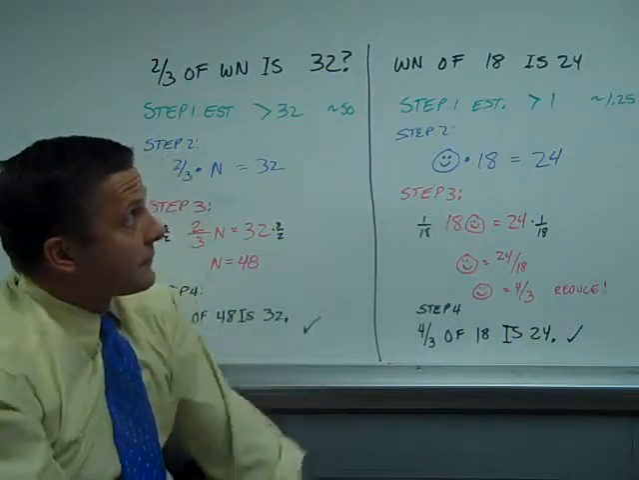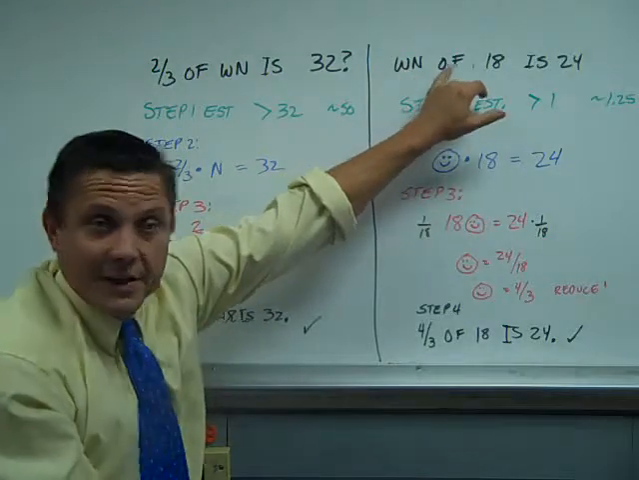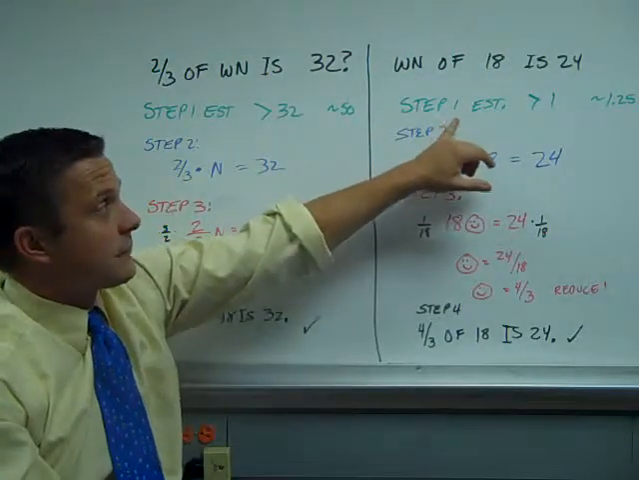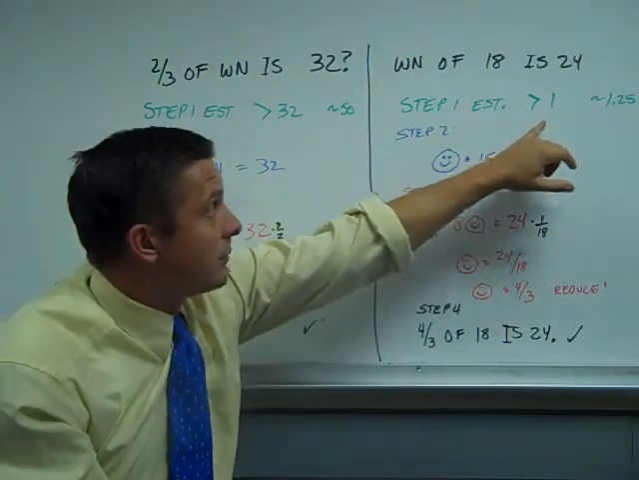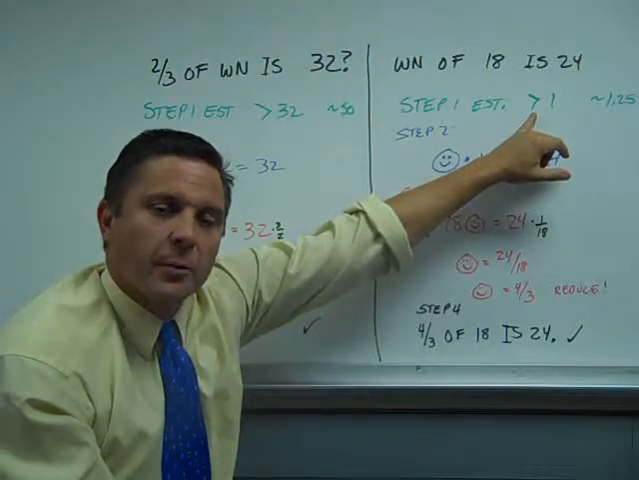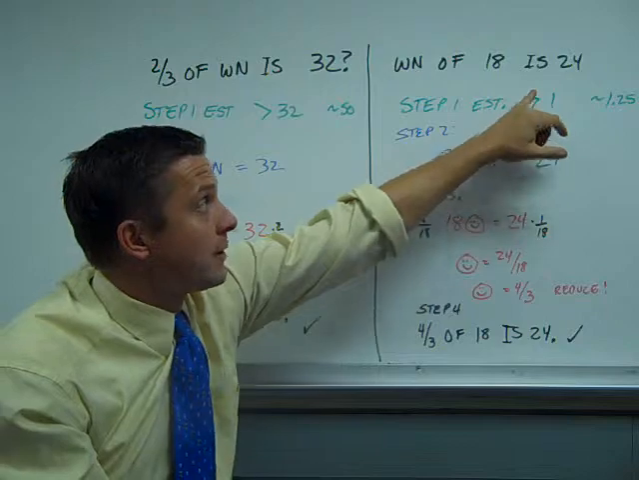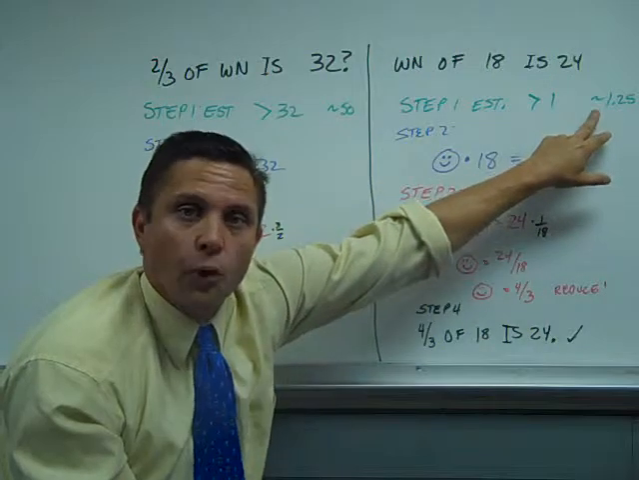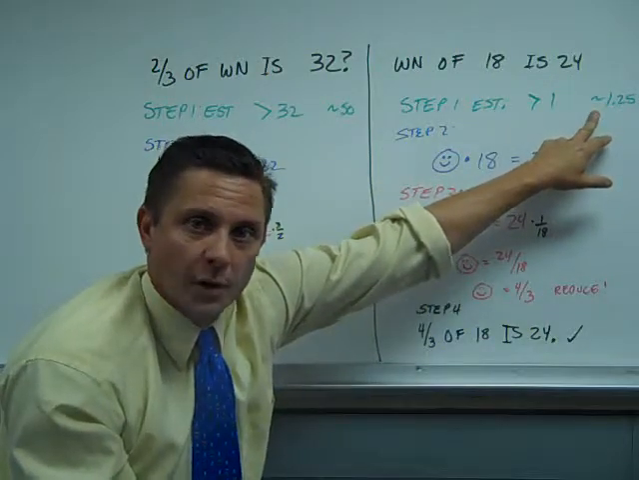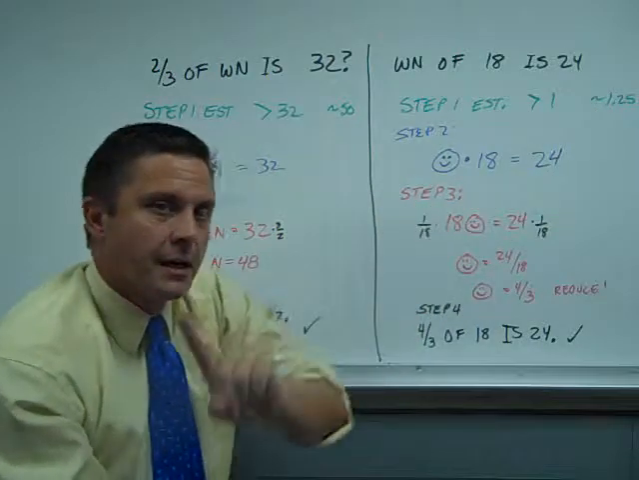On the other side, what number of 18 is 24? And again, from our estimate, we know it was greater than 1. I can think of about a quarter of 18. A quarter of 20 is 5. 5 plus 18 is about 23. I want it to be about 24. So I know it's about 1.25, or 1 1/4 for a fraction.